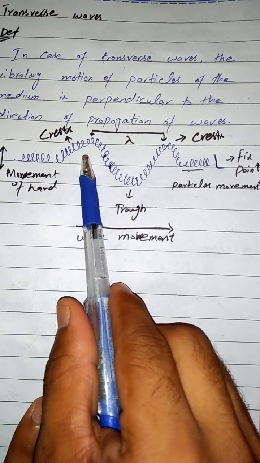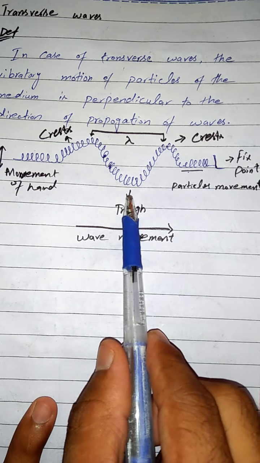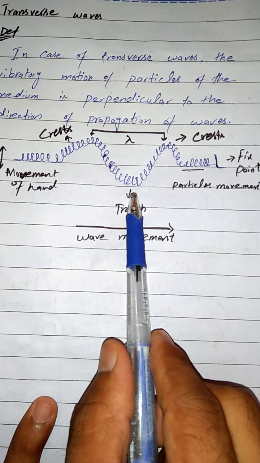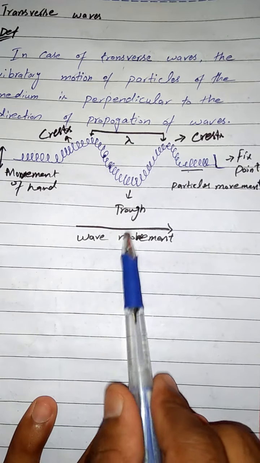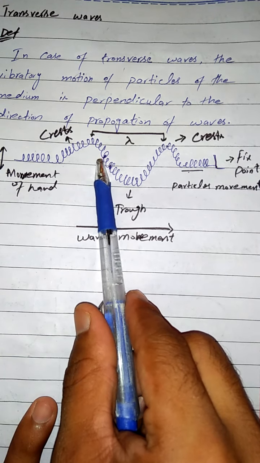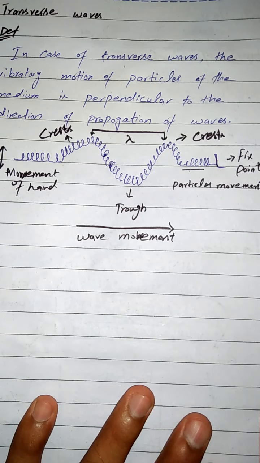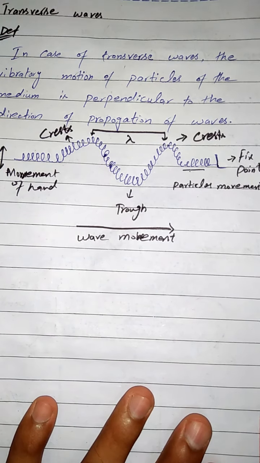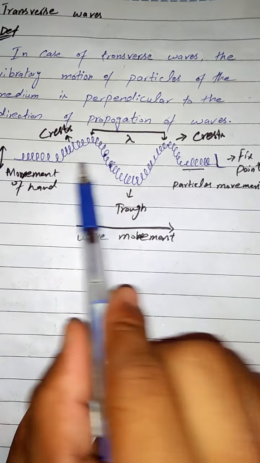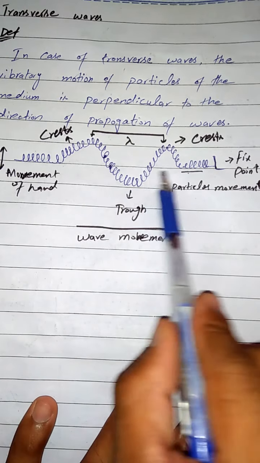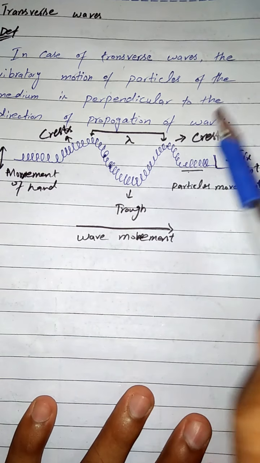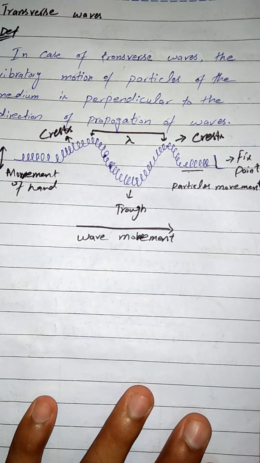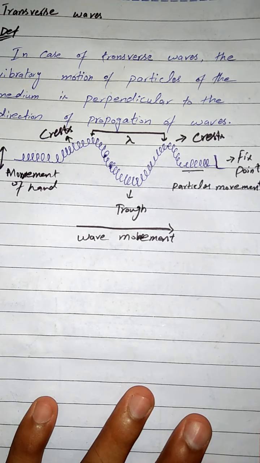The crests are the highest points while the troughs are the lowest points of the particles of the medium from the mean position. The distance between two consecutive crests or troughs is known as the wavelength. The crests and troughs move perpendicular to the direction of the wave. So the direction of the wave is along this, and the particles' motion along a crest and trough is perpendicular to it. This is a transverse wave. Waves on the surface of water and light waves are also examples of transverse waves. This is our topic.